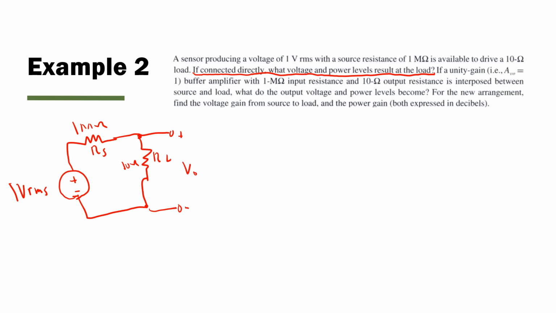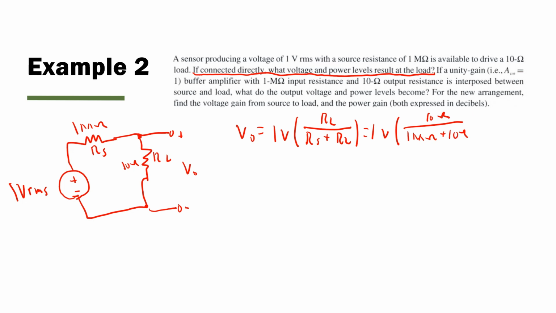Now we want to figure out what voltage and power levels result at the load. So we can calculate voltage by just using resistor division. That would be 1 volt times the value of the load resistance divided by the series combination of the source resistance and the load resistance. So that would be 1 volt multiplied by 10 ohms divided by 1 mega ohm plus 10 ohms. So I calculate V out to be 10 microvolts, or 10 times 10 to the negative 6 volts.